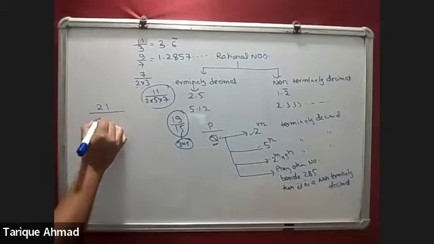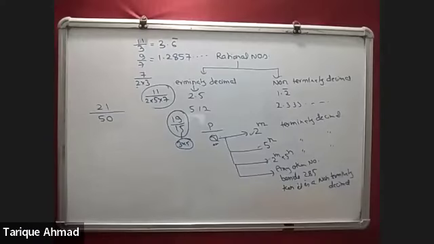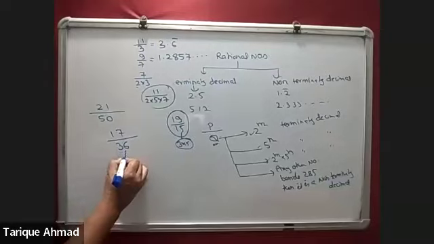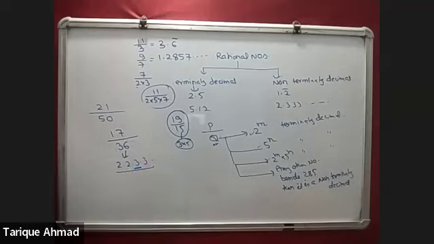21 by 50. 50 is 2 into 5 square. This is terminating. 17 by 36. Factors of 36: 2, 2, 3, 3. See, 3 is there. So it is non-terminating.